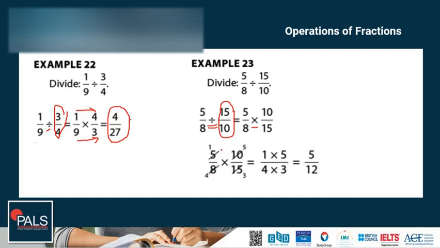Then proceed to multiplying across. So 1 times 5 is 5. 4 times 3 is 12. So the answer is 5 over 12. 5 over 12 is already in simplest form. So multiplying and dividing fractions is easy. You just need to remember a few conditions that you need to follow.